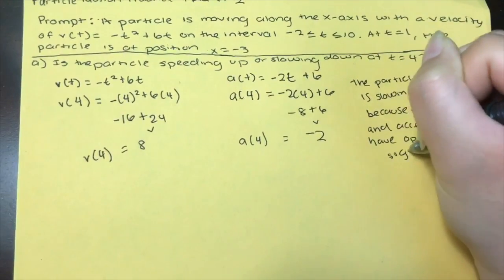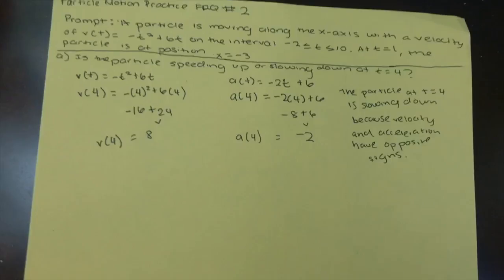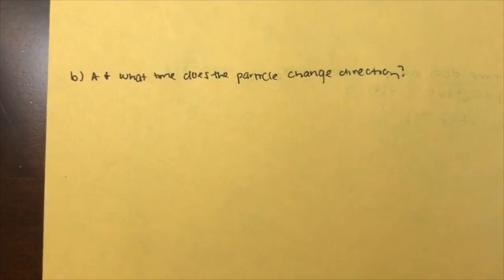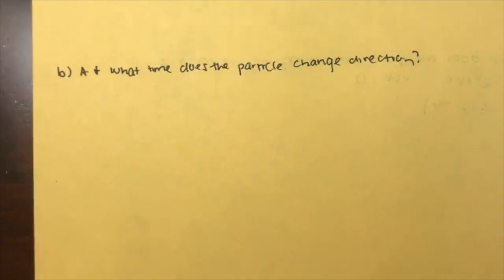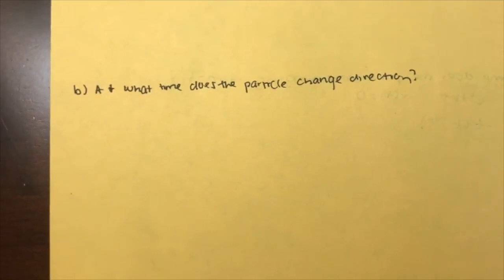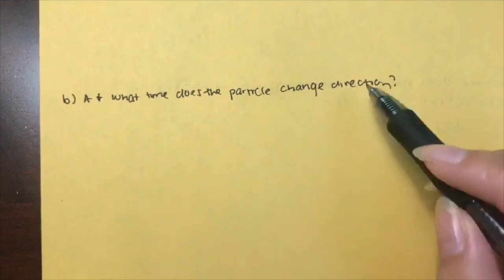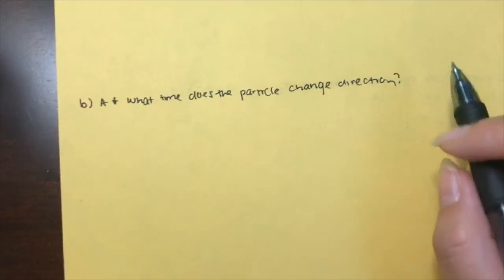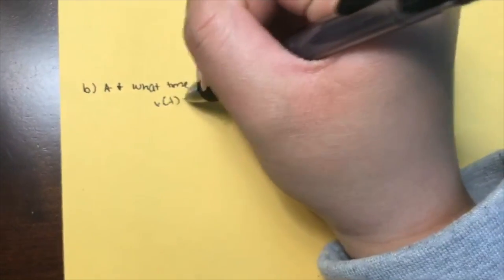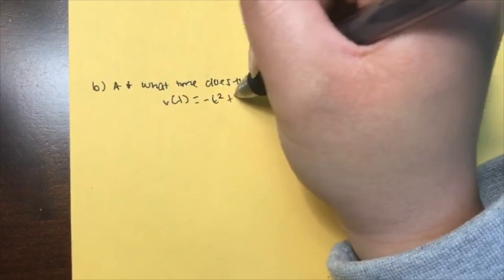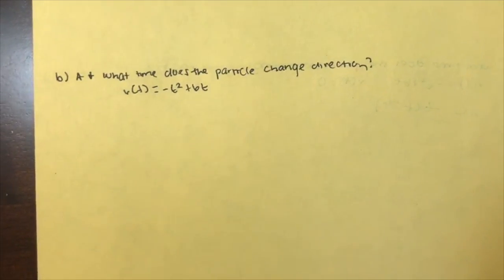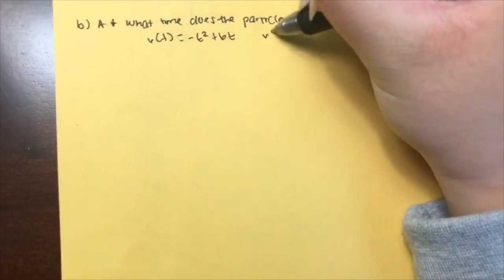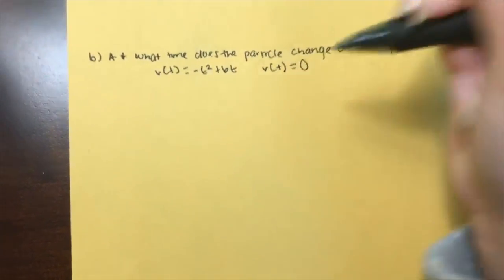And then this would be your second point. For question 2, part B, the question is asking, at what time does the particle change direction? And when you see a question like this, or when it asks about changing direction or left and right, then you know you're dealing with velocity. So you start off with writing the velocity, and for this one, you have to find the zeros of velocity, and you do that by setting velocity equals 0.